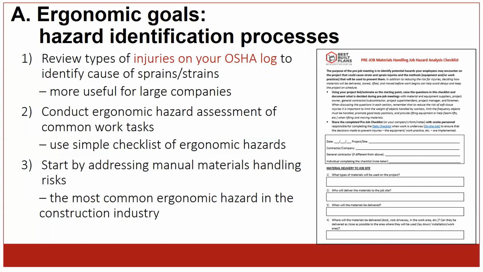Finally, you may want to consider starting by addressing the task of manual material handling, since this is the most common ergonomic hazard in the construction industry, often associated with 40% of non-fatal injuries. The pre-job checklist shown on this slide is an example of a checklist that can be used to identify manual material handling ergonomic hazards and solutions. Regardless of the approach, you should reach out to your employees to get their input.